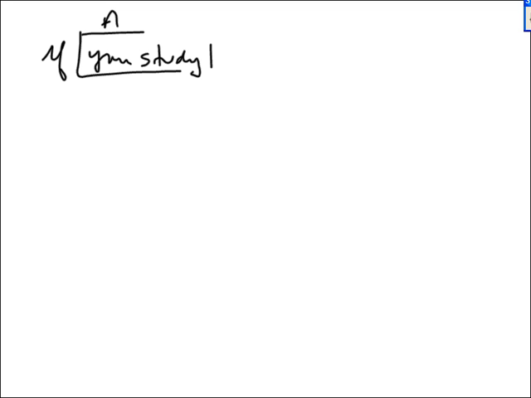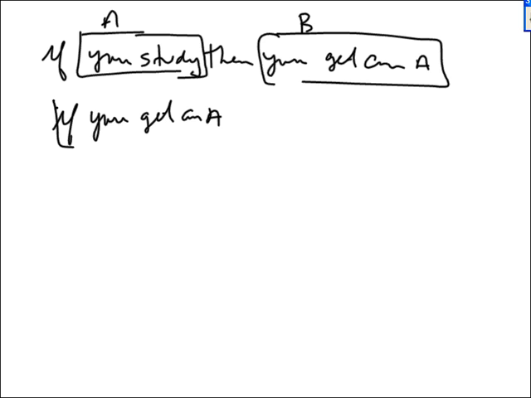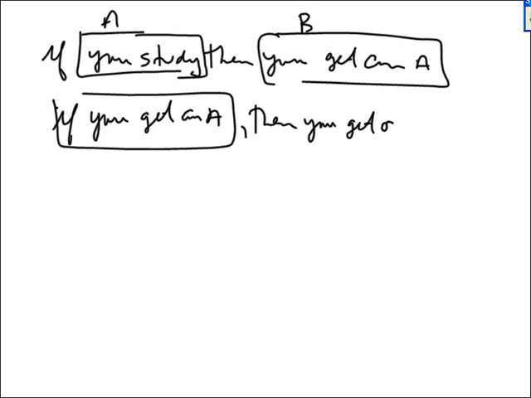Let me show you how you can make up these things. Suppose you say, if, and whatever I put in here I'm going to call A, if you study, then you get an A. Okay, that's going to be B. If you get an A, then you get on the honor roll.